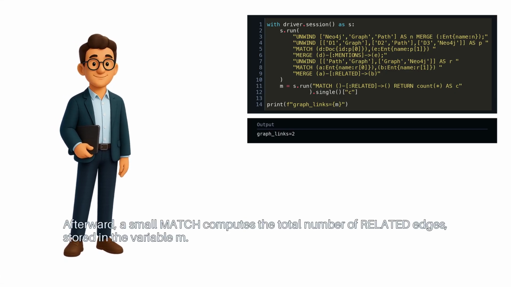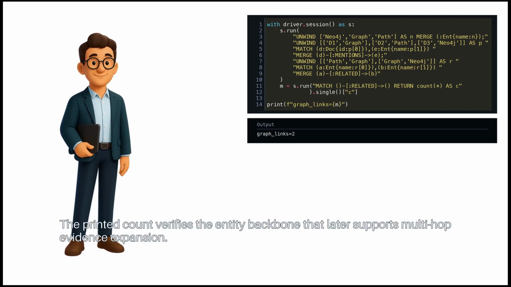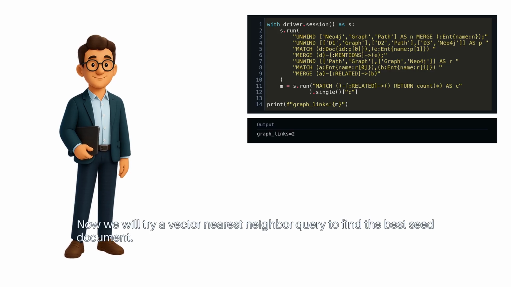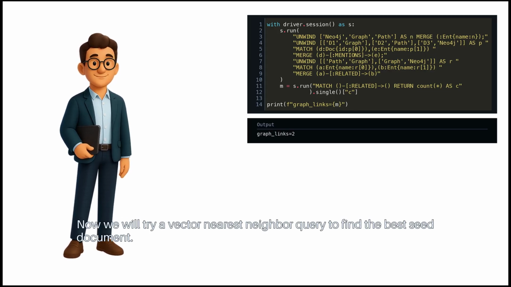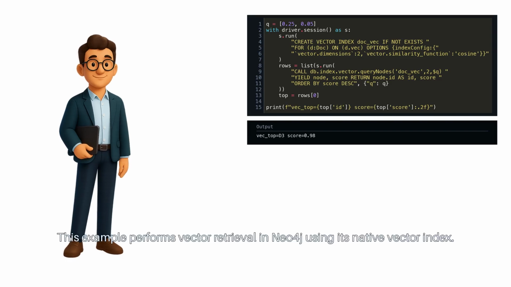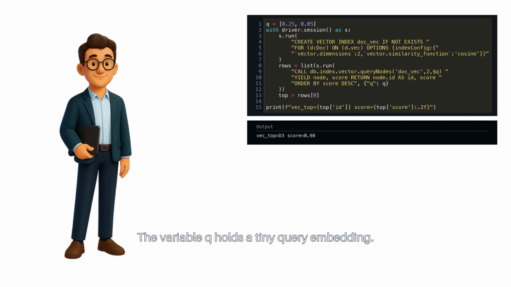Afterward, a small match computes the total number of related edges stored in the variable m. The printed count verifies the entity backbone that later supports multi-hop evidence expansion. Now we will try a vector nearest neighbor query to find the best seed document. This example performs vector retrieval in Neo4j using its native vector index. The variable q holds a tiny query embedding.